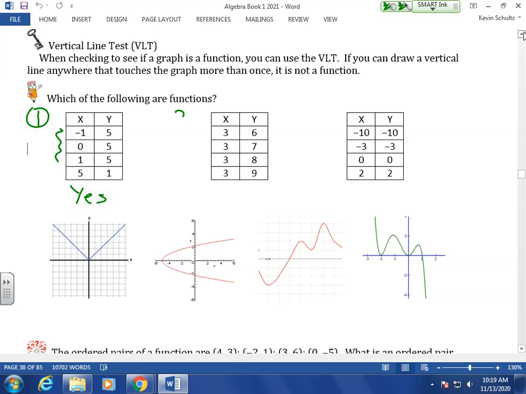How about the second one? Function yay or nay? Definitely nay, right? I wish I had 4 birthdays. That'd be fun. Okay? But the x value of 3 can't be 6, 7, 8, and 9. The same person cannot be born on 4 different days. Right? X repeats, so no, it is not a function. How about the third one here? XY table. Function? Yes. X does not repeat. Every x has only one y. So we're good. Okay?